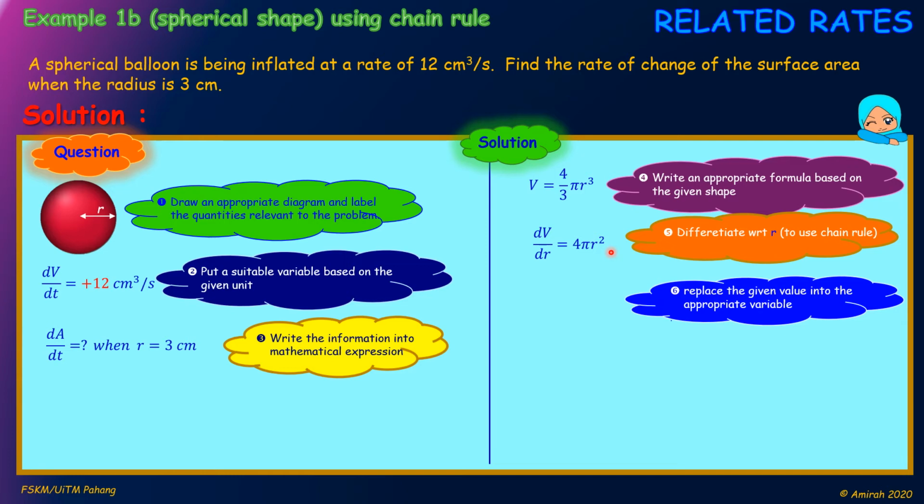After we differentiate with respect to r, we replace the given value into the appropriate variable. So we replace 3 into variable r. But we cannot replace dV over dr equals 12, because 12 is the value for dV over dt, not dV over dr.